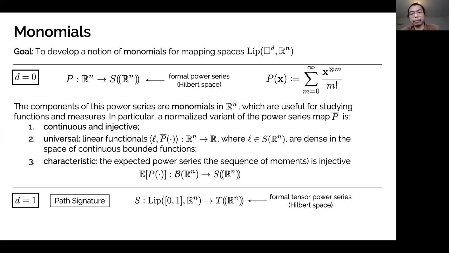Now, more recently, this notion of monomials has been generalized to the setting of path spaces. This is done using an object called the path signature, which I'll be introducing later on. We can think about this as a map from the path space into a formal power series of tensors, which we also think about as a Hilbert space. And this object has had wide applicability in both machine learning and in stochastic analysis.